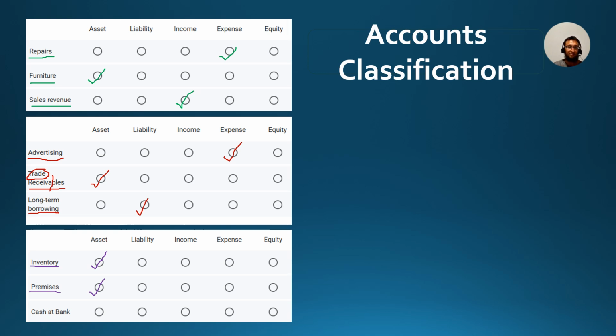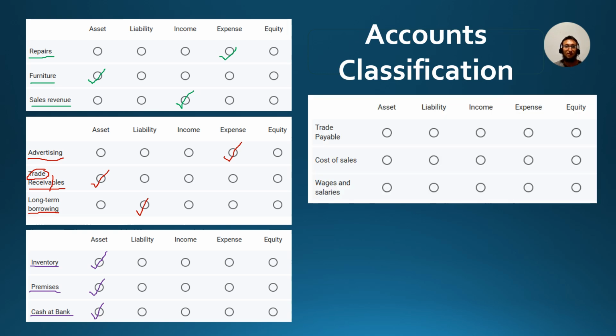Next up we have cash at bank, which is money kept in the business bank account. So this is something that the business owns, therefore it is an asset as well.